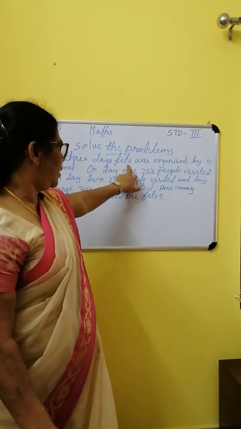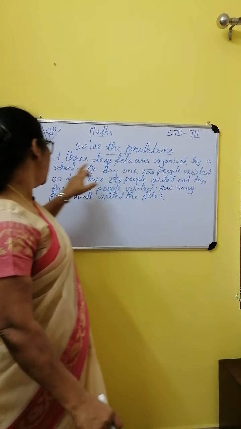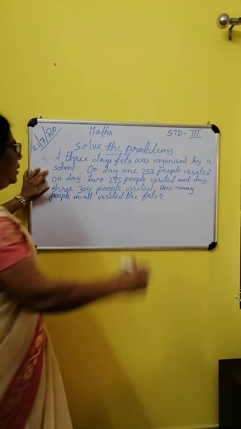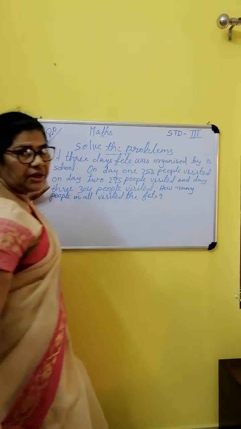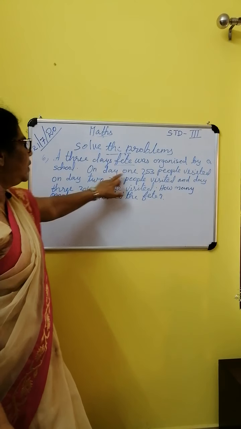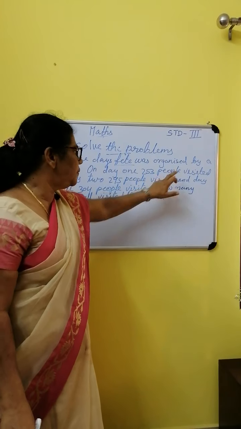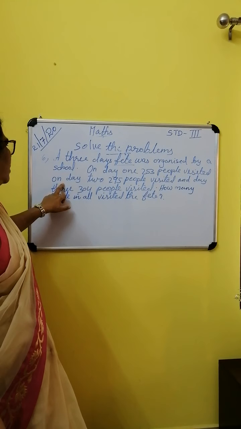A 3 days fete was organized by a school. Fete means public function. Okay. On day one, means first day, 253 people visited.